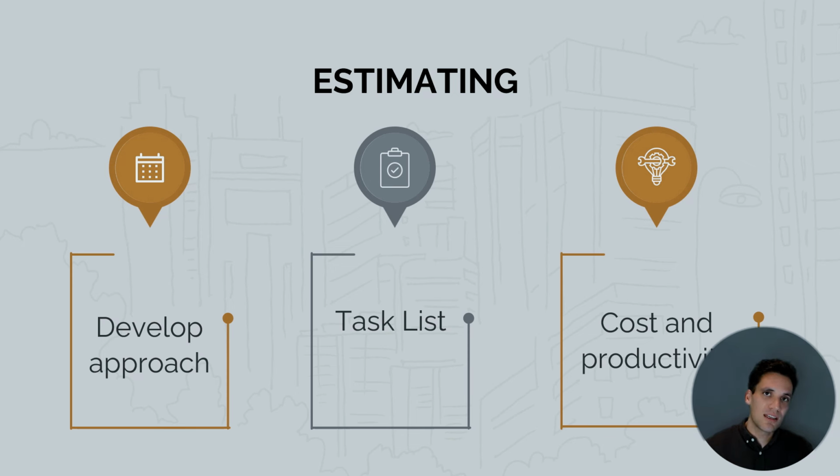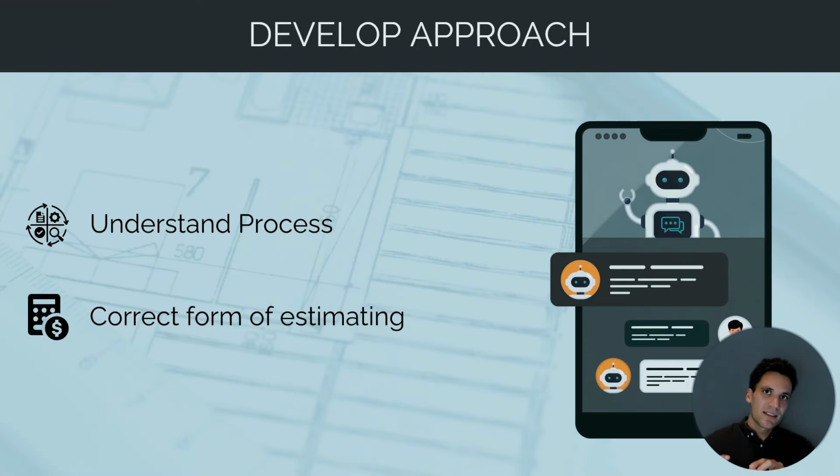Now, ChatGPT can help with each of these separate steps. Step number 1 is to develop our approach to creating the project estimate. ChatGPT can be incredibly helpful with doing this. It can explain the methodology of how to estimate costs, so we can use it as an education tool. Say we've never created a project budget before, we can ask ChatGPT to show us how, and it can also help us to identify the correct form of estimating.